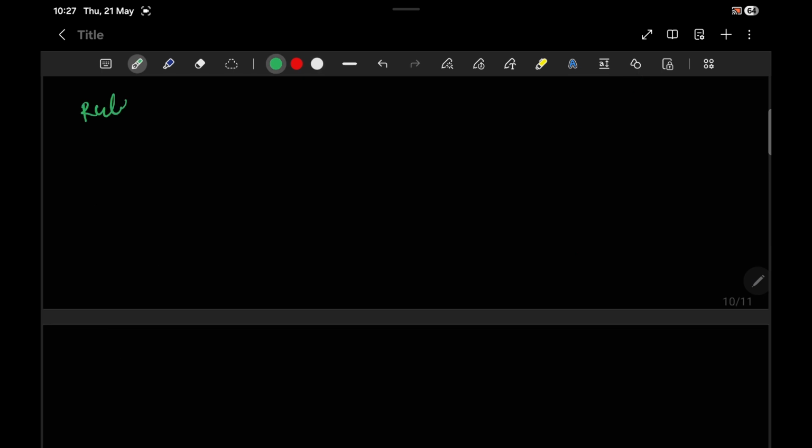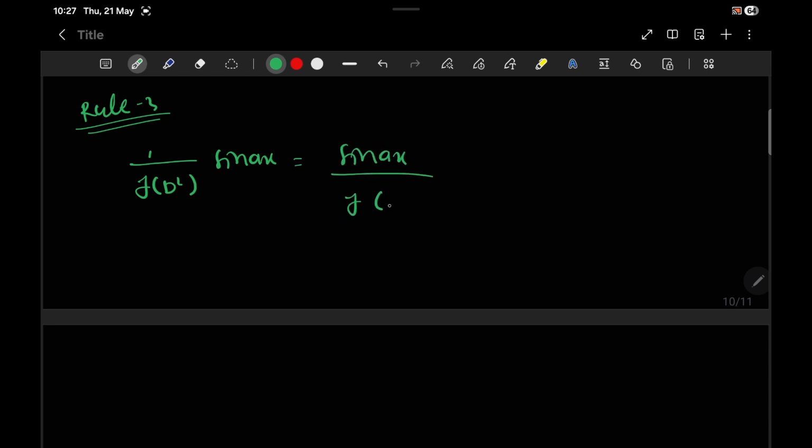Now let's move forward to rule 3. Rule 3 says 1 by f of d square, sine ax is equal to sine ax divided by f of minus a square, and 1 by f of d square, cos ax is equal to cos ax divided by f of minus a square.